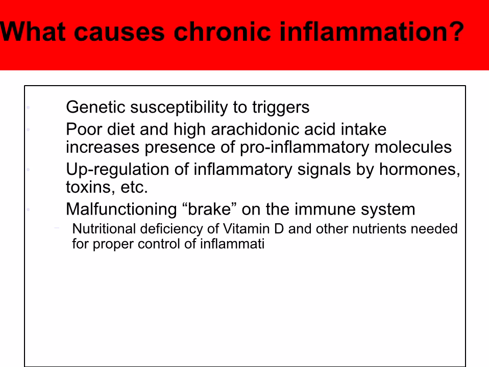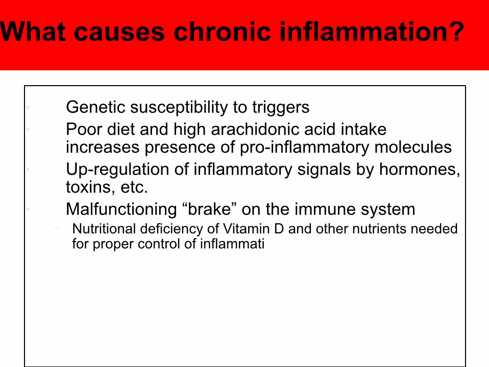Well, genes can definitely make one more susceptible, but they need to be triggered by dietary or lifestyle factors, such as a poor quality diet with a high arachidonic acid intake, so lots of meats, eggs, and cheeses. And this links in with a poor body composition, which also exacerbates inflammation. Then we also have exposure to excessive levels of hormones and toxins. These can be environmental or because of a sluggish liver function or kidney function or bowel function.